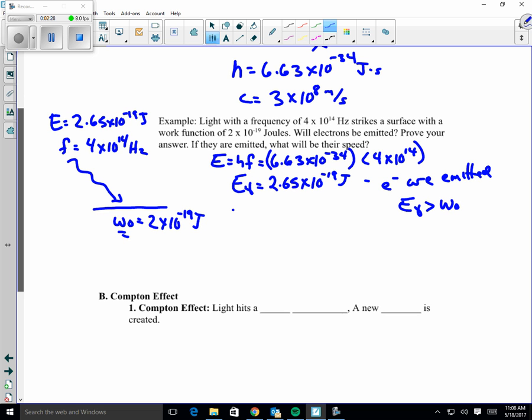So we can say the kinetic energy of the electrons has always been the difference between the energy of the photon and the work function. The photon gives up all of its energy, some to overcome the work function, and anything that's left over is kinetic energy of the electron. So the kinetic energy of the electron is going to be 2.65 minus 2 times 10 to the minus 19. And that's going to give me 6.5 times 10 to the minus 20th joules.